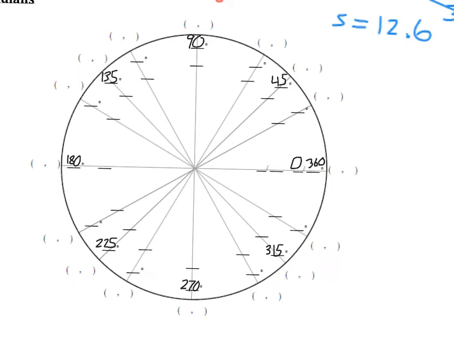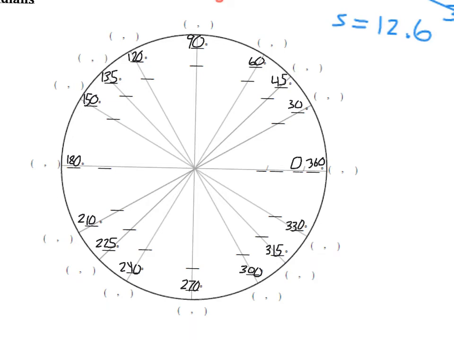Alright, the other spots are 30 degrees and 60 degrees away from the end. So take 90, add 30, you get 120. Take 90 and add 60, you get 150. Take 180 and add 30, you get 210. Take 180 and add 60, you get 240. 270 plus 30 is 300. 270 plus 60 is 330.